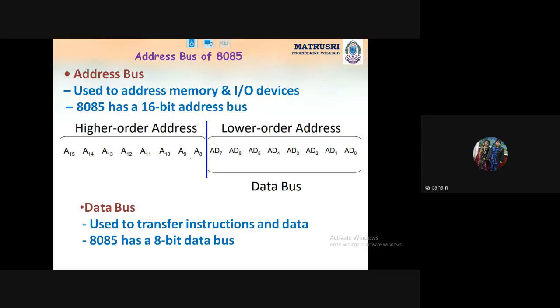Higher order address means A8 to A15, and lower order address means A0 to A7. The first 8 address lines are called lower order address lines, and the next 8 address lines are called higher order address lines. Now the lower order address lines are multiplexed with the data lines. The 8085 has 8 data lines, and these 8 data lines are multiplexed with these address lines.